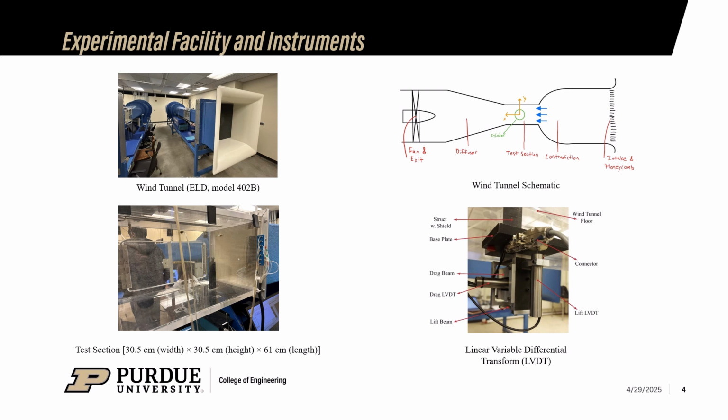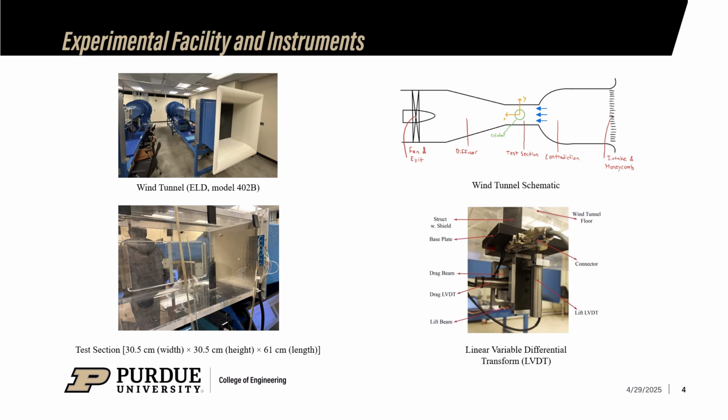Instruments. Team 44 used the wind tunnel in the Potter 160 laboratory. In the top right, you can see the wind tunnel schematic. As the wind comes in through the intake, it gets compressed and goes through a test section, and then finally goes out through the fan exit. The test section being used in this case was 30.5 centimeters wide, 30.5 centimeters tall, and 61 centimeters long.